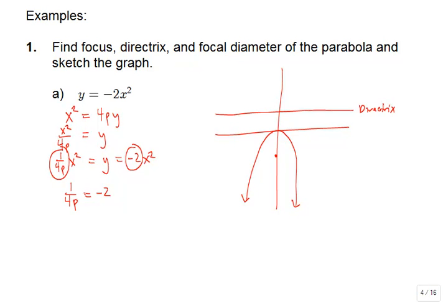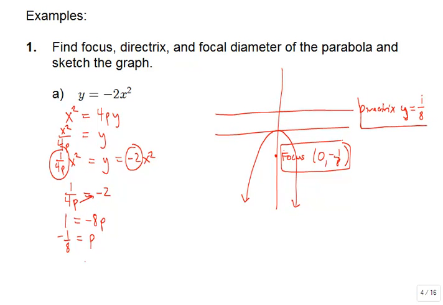So how do we solve this for p? Well, we can just cross multiply. I'm going to multiply both sides by 4p, and this becomes negative 8p. And if I divide by negative 8, that tells me that p is negative 1/8. So my focus is down here at 0 for x, because we're on the y-axis, comma, negative 1/8. So now we know the focus. The directrix is this horizontal line, so it's going to have equation y equals positive 1/8. It's the same p, but going in the opposite direction. So now we know our directrix.